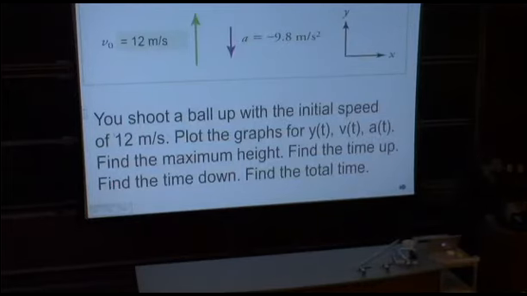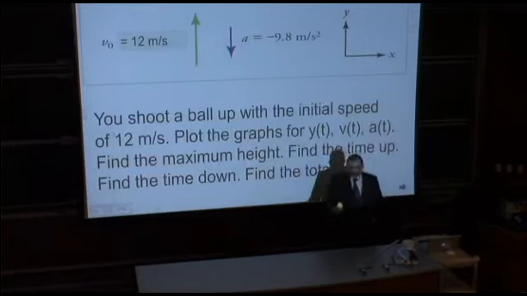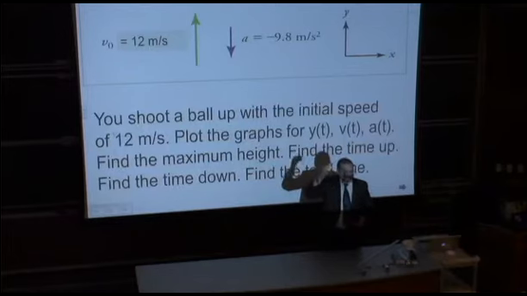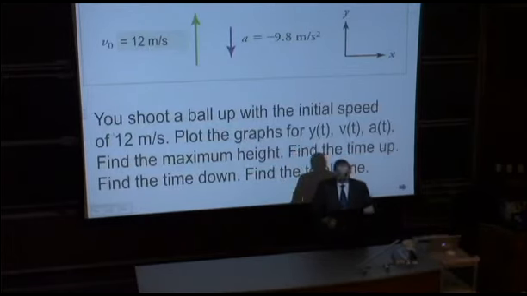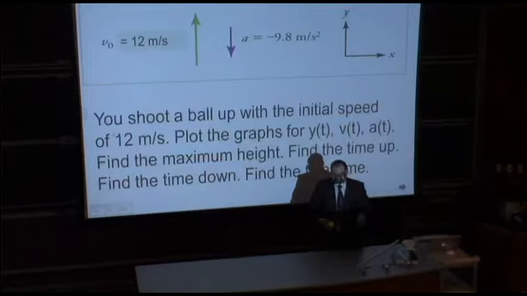Let's solve this problem. You shoot a ball, or you toss it. It's a one-dimensional motion. And on its way up, at any instant, at the highest location, on its way down, the acceleration is always the same. We call it a free fall acceleration. Its magnitude is 9.8 and it points down. That's a fact.